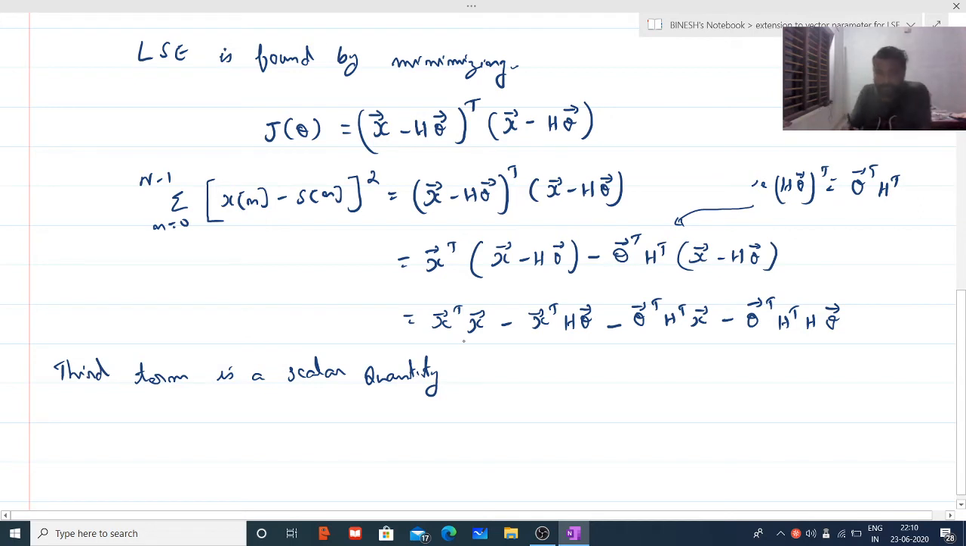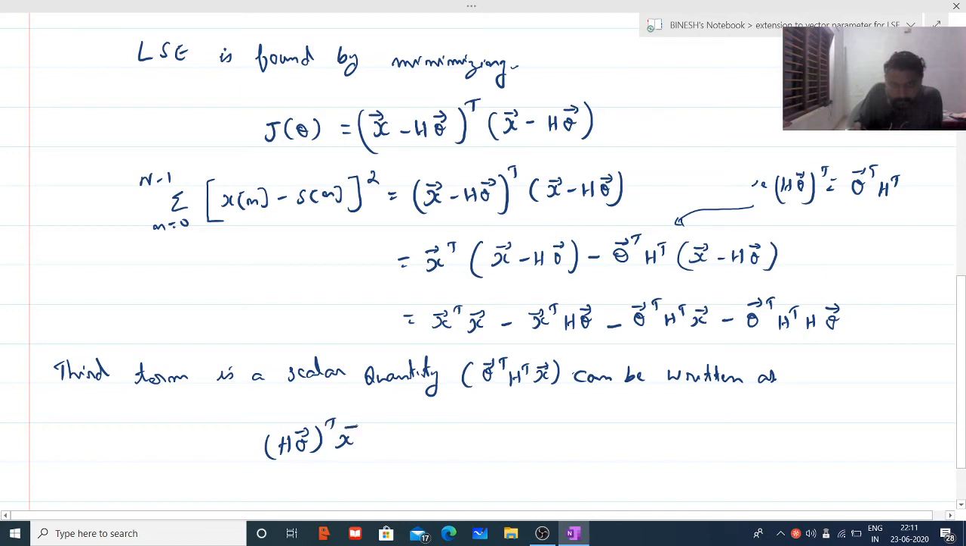Okay, that term is nothing but theta transpose h transpose x, and it can be written as, this I can change, that is h theta transpose x, since it is a scalar quantity I can write it like this. It is nothing but x transpose h theta. Clear?